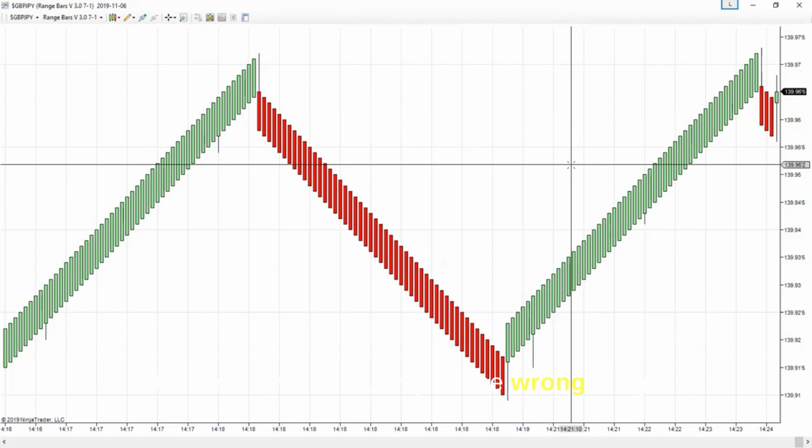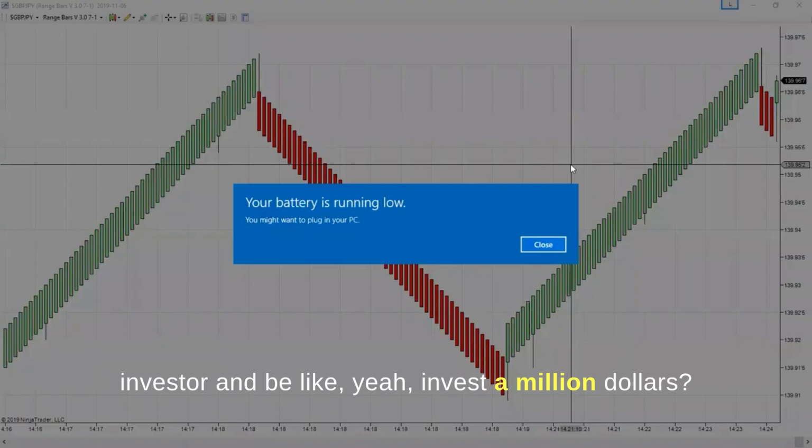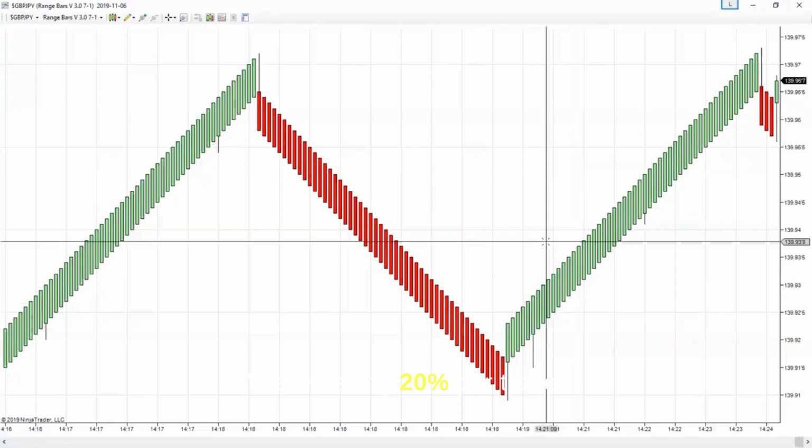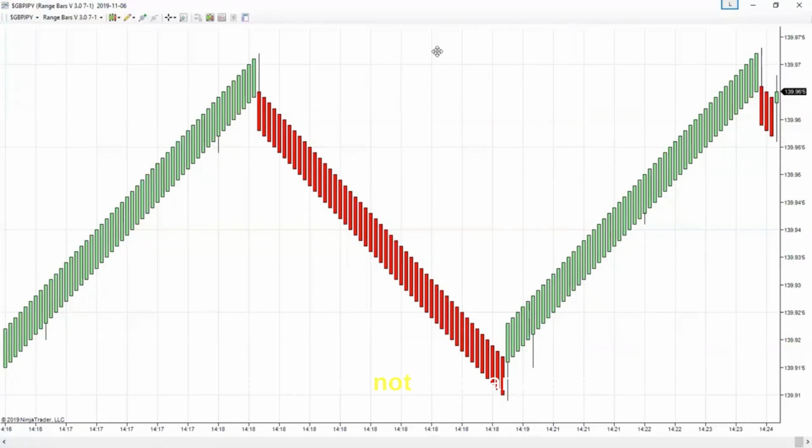Because if you're looking for the wrong things, you're going to get the wrong answers. If you're asking the wrong questions, you're going to get the wrong answers. An example of a wrong question is, can I make 20% a month? In order for you to make 20% a month, you're risking 20% a month. Are you seriously going to go to a millionaire investor and be like, yeah, invest $1 million. We're risking 20% per trade. It literally does not make any sense.